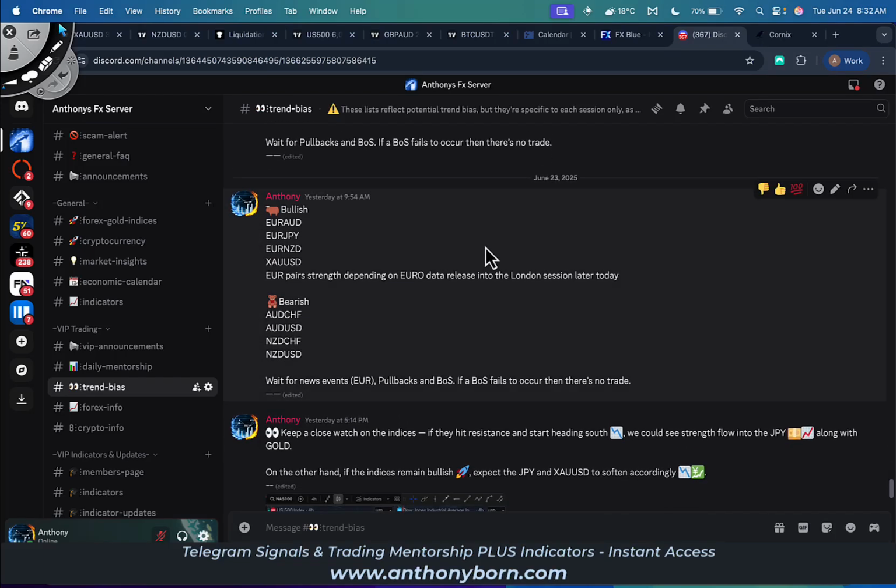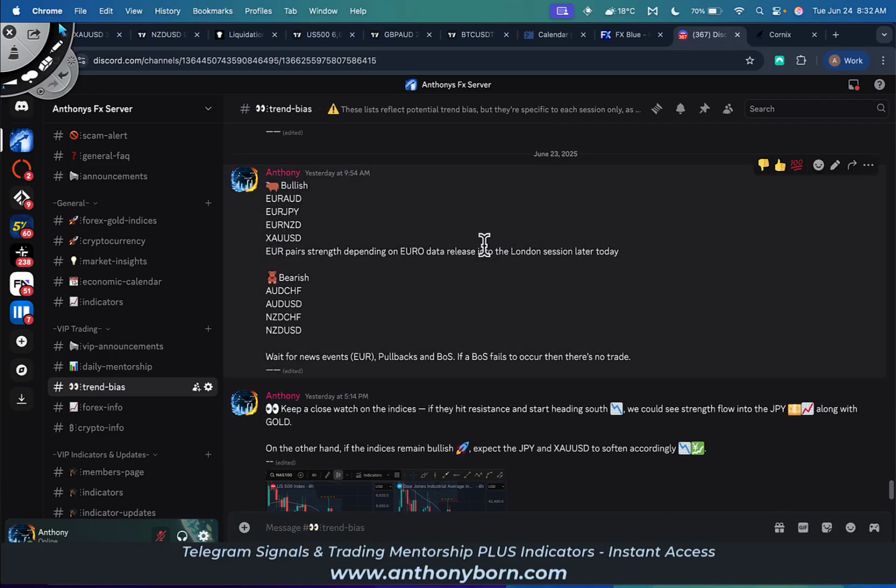Traders, every day I post this bullish and bearish hot list into my VIP section down here in Discord. This is trend bias. It's had a couple of names. It was watch list, then hot list, but now I've called it trend bias. But what I want to do is show you the outcome of these potential trade opportunities. Bullish this list and then bearish this list.